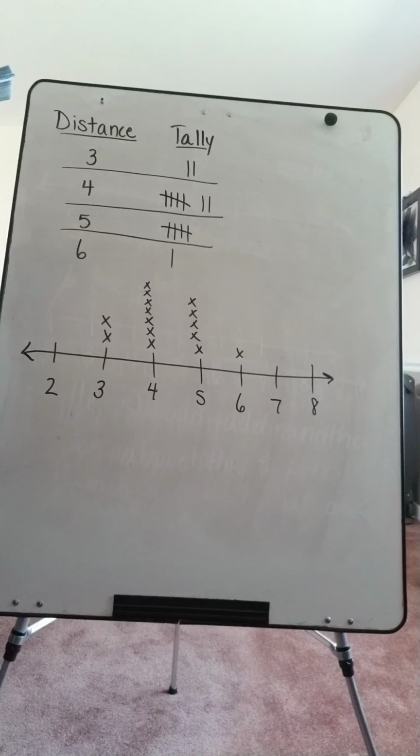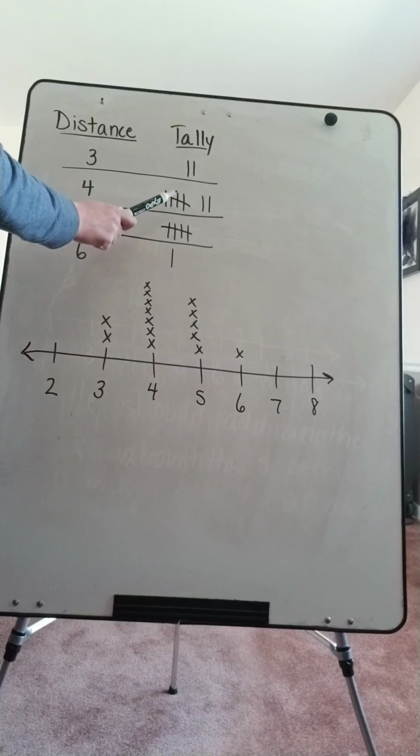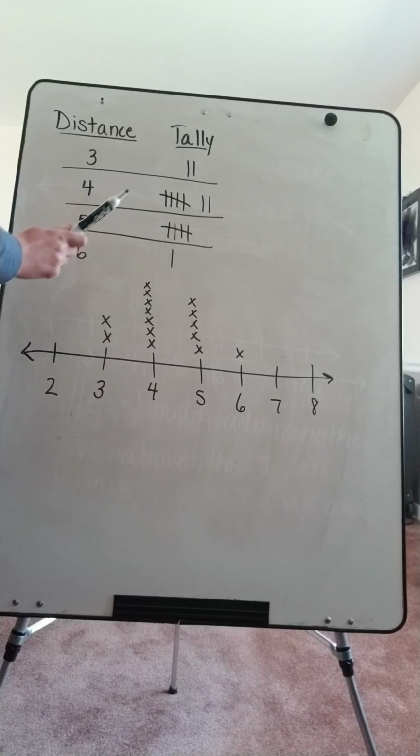How can Donovan display that data? First, he can make a tally chart. Okay, so this is the same thing that's in your book. So the distances were 3, 4, 5, and 6s. So if you count how many 3s, there were 2. If you count how many 4s, there were 7. If you count how many 5s, there were 5. And 6s, there was 1.